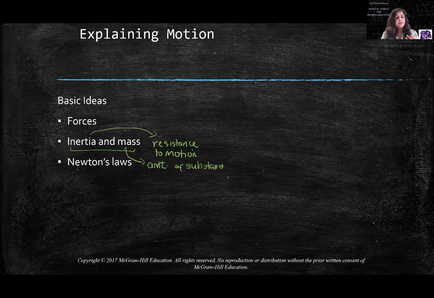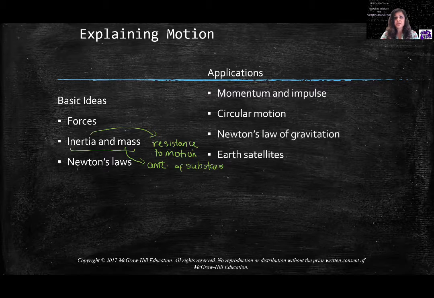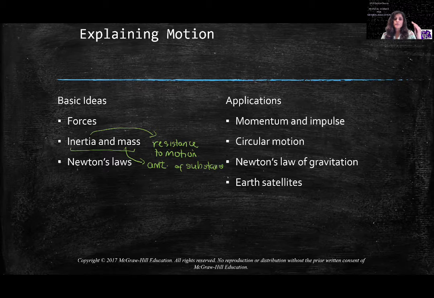What we're going to do in this chapter is look at Newton's laws. Newton's laws are relationships that govern motion. We can use Newton's laws to make predictions as to how something will move simply by applying them. All right, so these types of forces, inertia, mass, and Newton's laws are going to help us understand momentum and impulse. And we come up to these, understand circular motion and Newton's laws of gravitation, and we can use that for explaining Earth satellites.